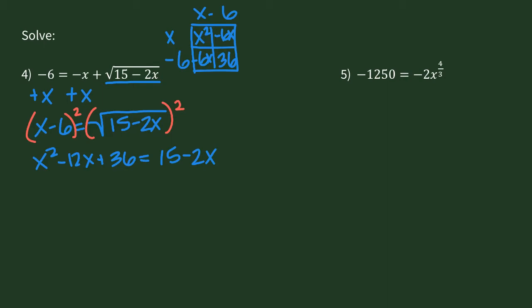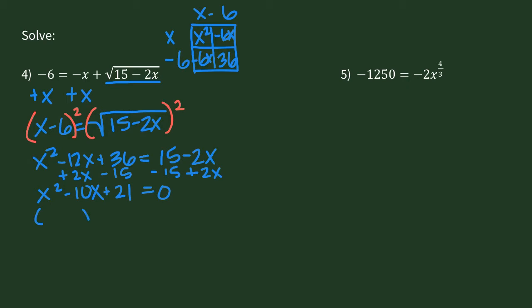So now I'm seeing an equation with an x squared term in it and an x term in it. That means we have a quadratic equation. We want it to equal 0. We want to move all the terms to one side. So I'm going to subtract 15 from both sides and add 2x. Okay, so I have x squared minus 10x plus 21.